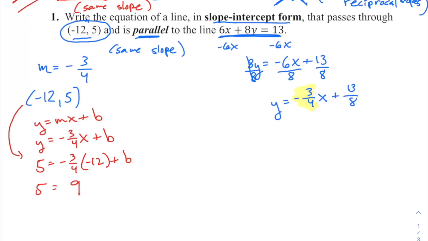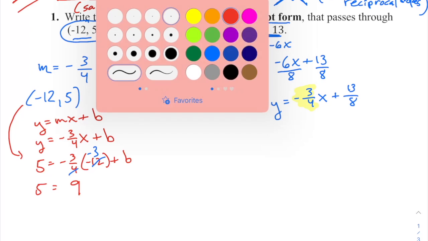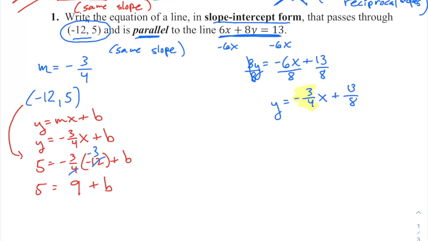Or remember, you can do 4 goes into 12 three times and then do negative 3 times negative 3 is positive 9. However you like to do it, either way, we get positive 9 there. And now to solve for b, just going to subtract 9 from each side. So b is equal to negative 4.